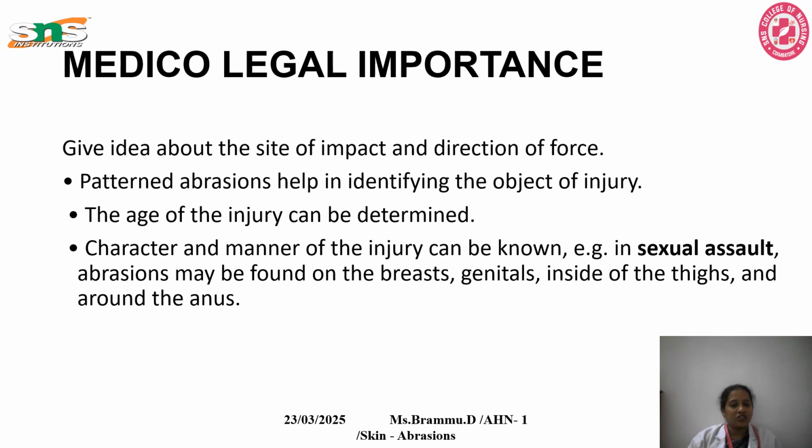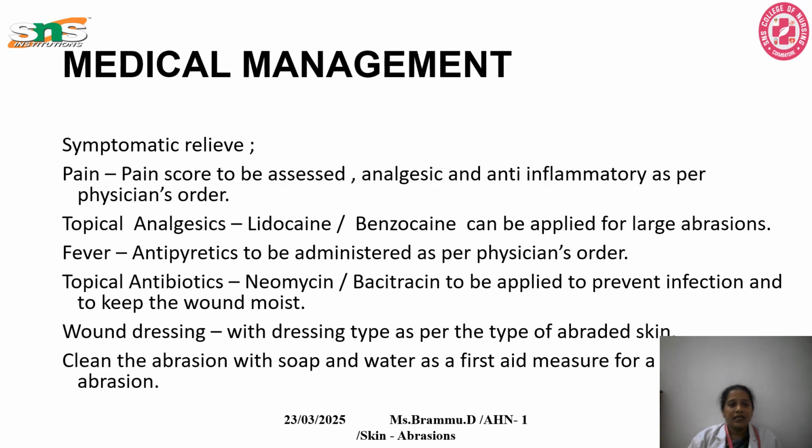For example, in case of sexual assault, abrasions may be found on the breast, genitalia, inside the thighs and around the anus. Coming to the management, as this only involves the superficial layer of the skin, here we are going to see the pain level.